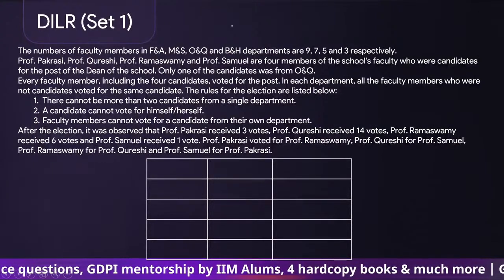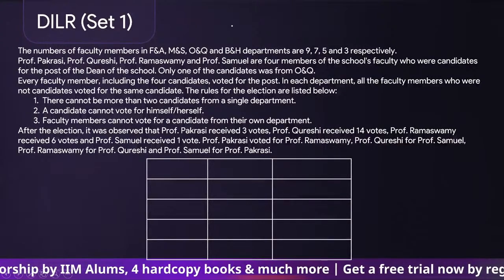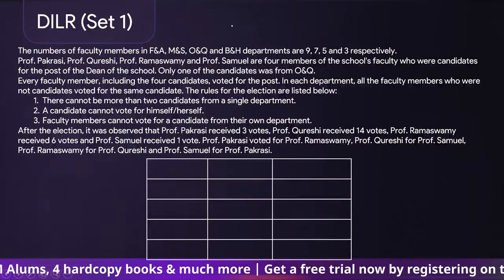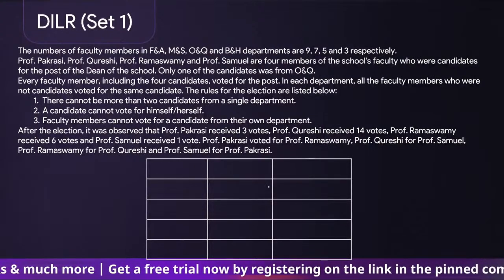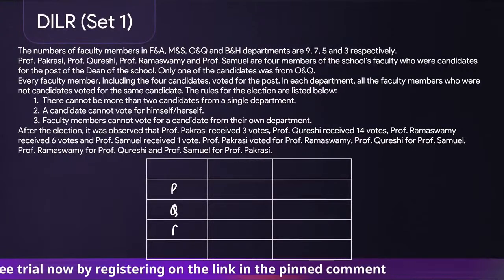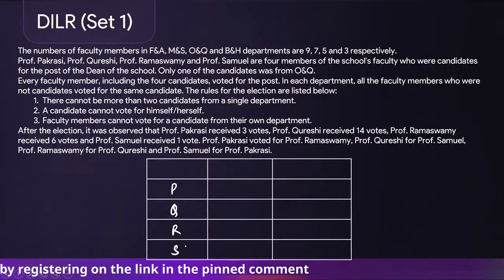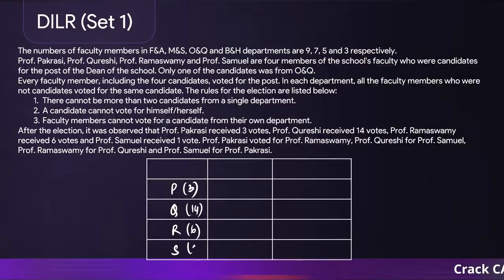अब हमें पता करना है कि see, there are a certain number of people in every department, and about the voting process, these many people voted. तो इसको हम लोग ना ऐसे कर लेते हैं कि suppose these are the professors P, Q, R and S. And how many votes did they get? So P received 3 votes, Q received 14, R received 6 and S received 1.